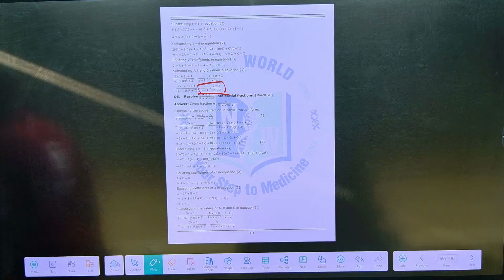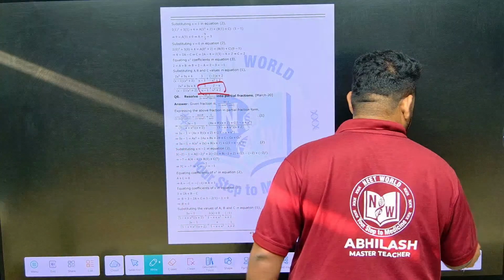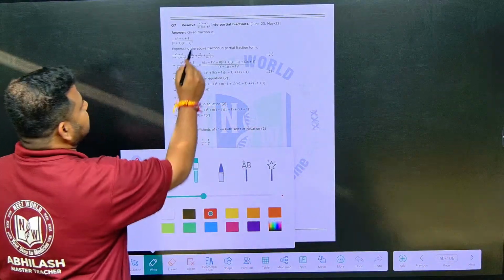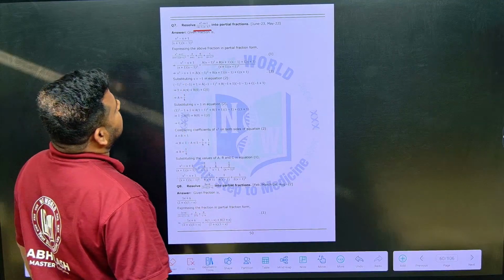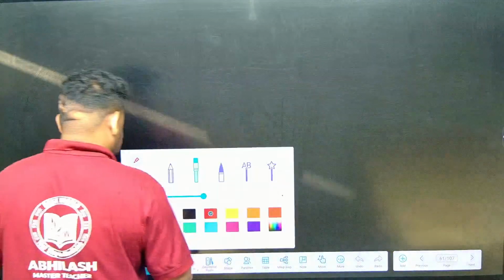Okay, let us go to one more question, the 7th question. Observe carefully. What are they asking? Resolve x square minus x plus 1 by x plus 1 into x minus 1 whole square. Very important. Let us take up this question.